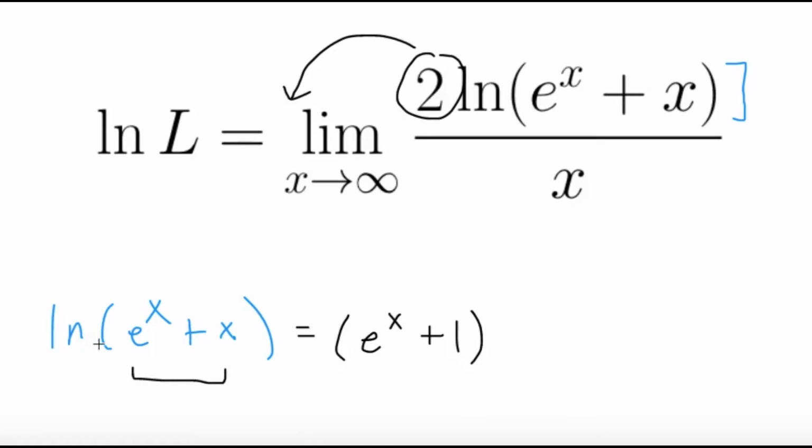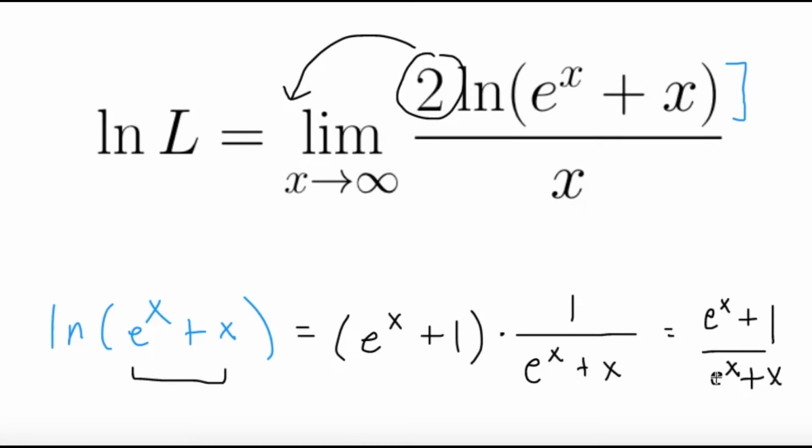And then we multiply it by the derivative of the natural logarithm. So it's going to become 1 over whatever is inside the natural logarithm. So we multiply 1 over the expression e raised to x plus x. We can put it in one fraction: e raised to x plus 1 over e raised to x plus x. And the derivative of the denominator, well, it's just 1.